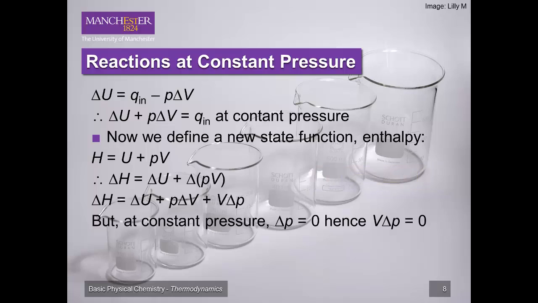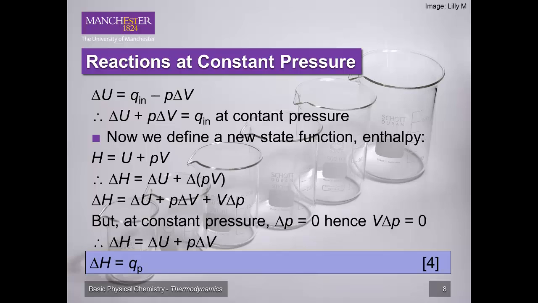But for an isobaric process, pressure remains constant, and therefore delta P equals 0. Thus, the V delta P term disappears to give delta H equals delta U plus P delta V. Now it should hopefully be apparent why enthalpy was defined in this specific way. Because delta U plus P delta V is the left-hand side of the second equation on this slide. We can therefore substitute delta H for delta U plus P delta V, and the first law of thermodynamics at constant pressure becomes delta H equals QP. The subscript P denotes the heat supplied, Q in, at constant pressure. This equation is very important and is given as equation 4.